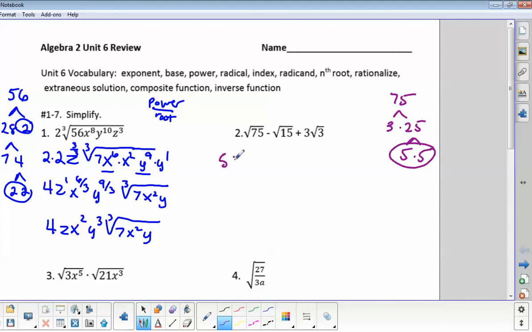So I have 5 root 3 minus root 15 plus 3 root 3. So this root 15 has no like term, it's going to stay in your answer, but you can combine 5 root 3 plus 3 root 3 and get 8 root 3. So your final answer should be 8 root 3 minus root 15.